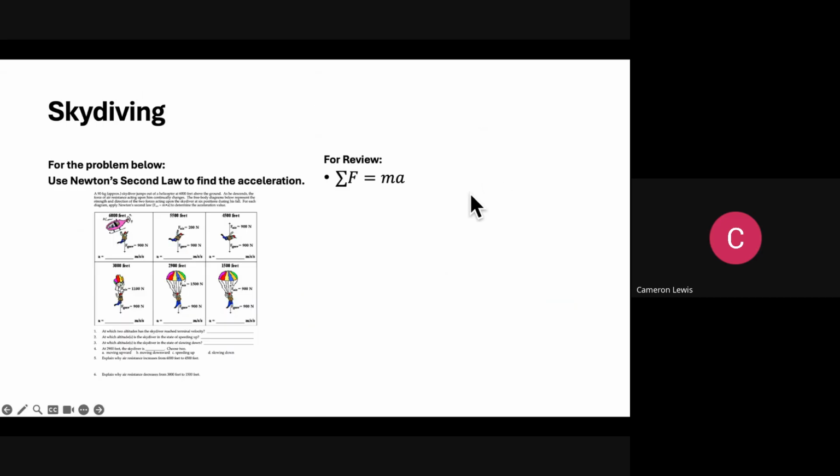Now take that concept and apply it to free falling. We have a couple different cases. We have a 90-kilogram skydiver who jumps out of a helicopter at 6,000 feet above ground. We want to use the free body diagrams to represent the direction and strength of the two forces. For each diagram, let's apply Newton's second law and determine the acceleration value.